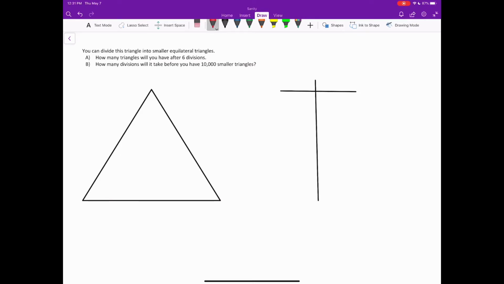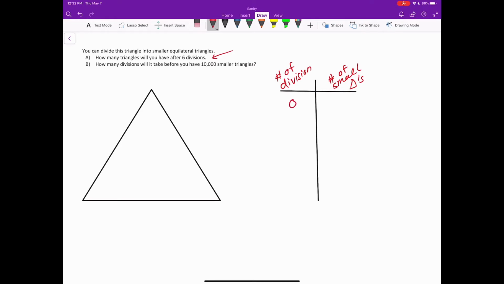What we're going to do here is ask how many triangles you will have after 6 divisions. If this is starting with 0, after 1 division, I have 1, 2, 3, 4. So I'm going to put this into a table of values, which is going to help us make an equation out of it. Let's say this is the number of divisions we've made, after the first set, after the second set, and this is the number of small triangles that we have.